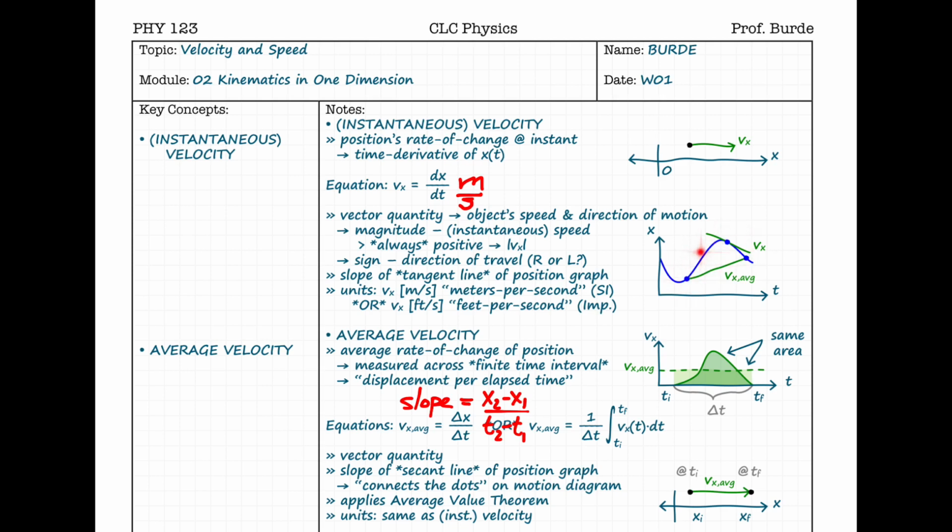Sometimes the velocity is positive and faster. Sometimes the velocity is negative. The average velocity during this entire time interval is the slope of that line.